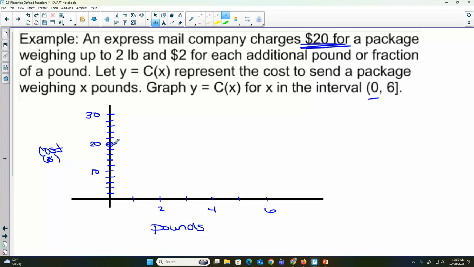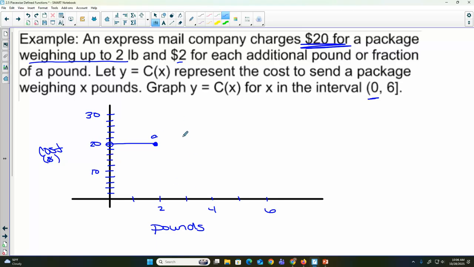How long do you pay $20? For anything up to 2 pounds. So if it's exactly 2 pounds, you're still just paying $20. So this whole step, anything between 0 and 2 pounds, I pay $20 to mail that package. But what happens as soon as it goes over 2 pounds? I pay $2 more. So it will go up to $22 as soon as I go over 2 pounds. What would I put up here, do you think? Open circle. And then I'm going to stay there, and that's for each additional pound.